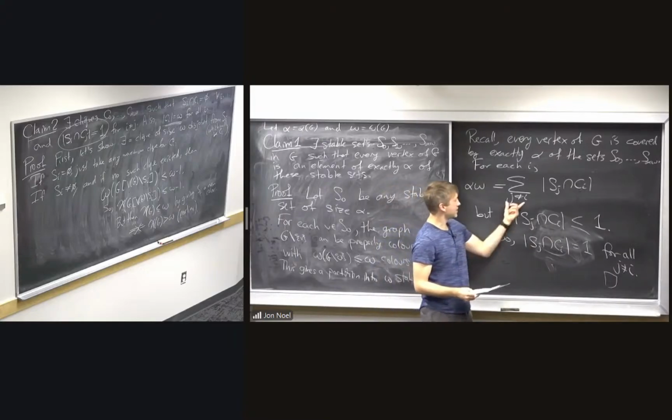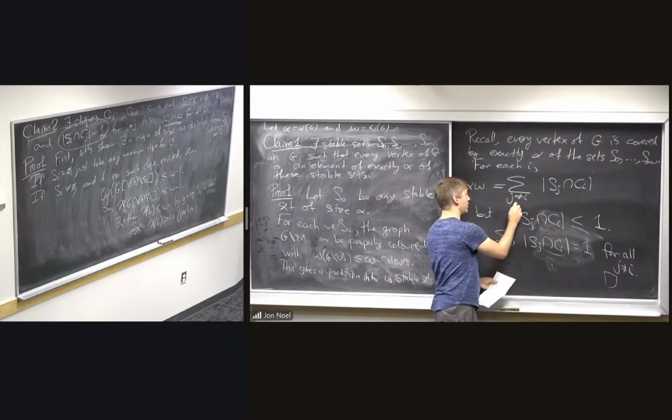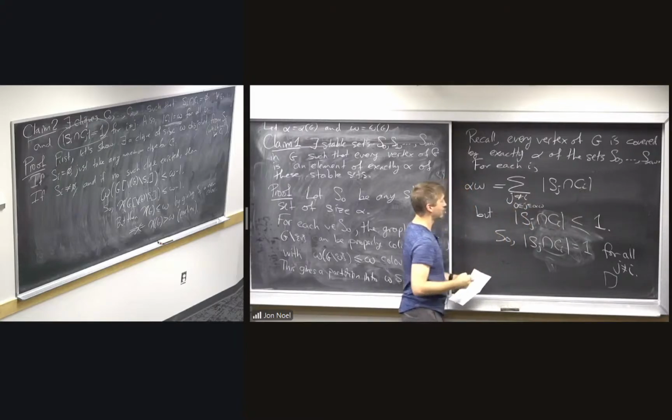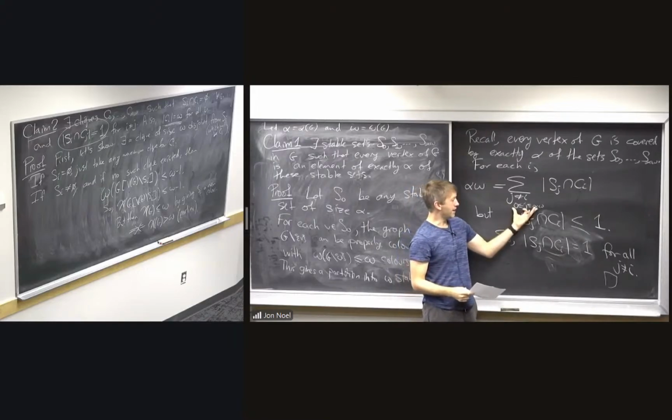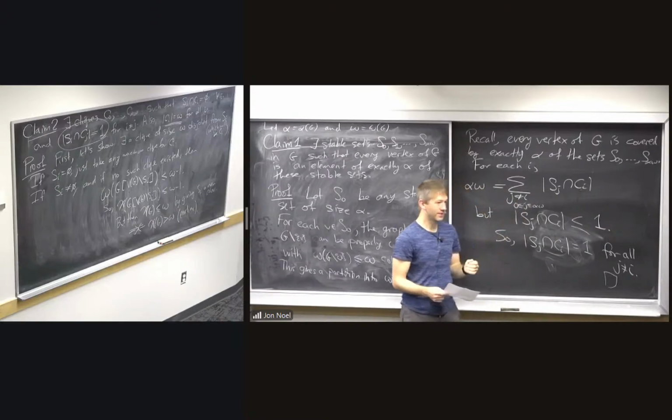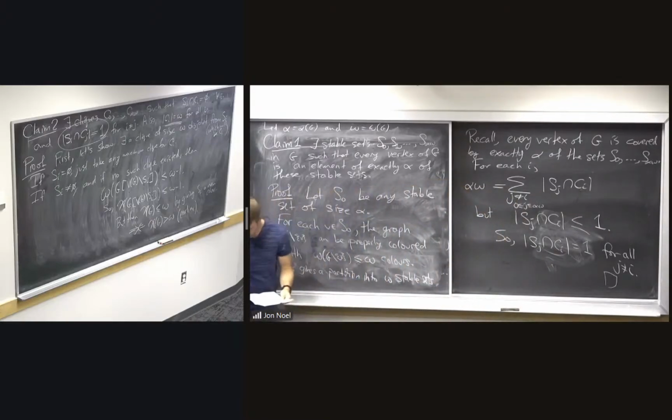So yeah, this is summing. Maybe I should say this is summing over j between 0 and alpha omega, but j is not equal to i, right? So there's alpha omega plus 1 indices, except it's not equal to i, so there's alpha omega indices. Okay, we're basically done.